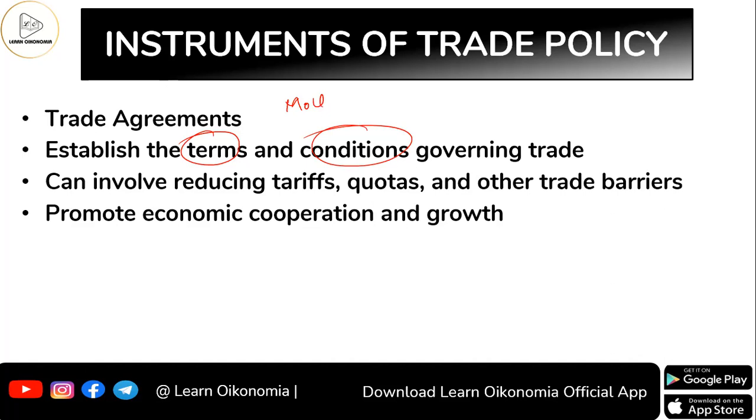So why is this being taken? This is being taken to promote economic cooperation and growth. If both the trade partners are actually following this Memorandum of Understanding throughout their trade relationship, definitely that would be promoting economic cooperation and growth. Otherwise, if some of the party is deviating from this agreement, that would be causing, again, problems or complications.